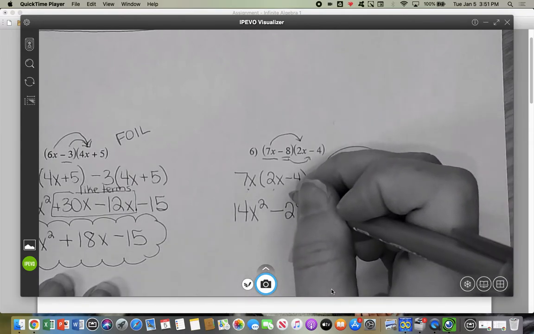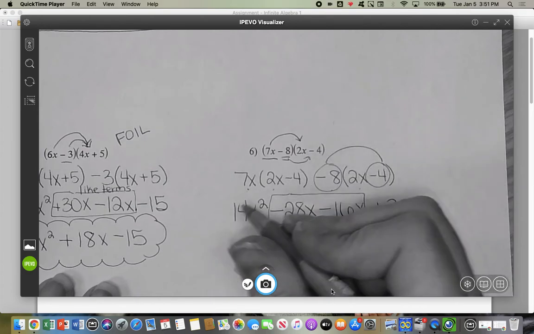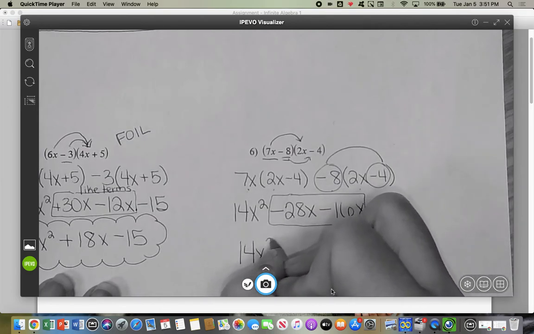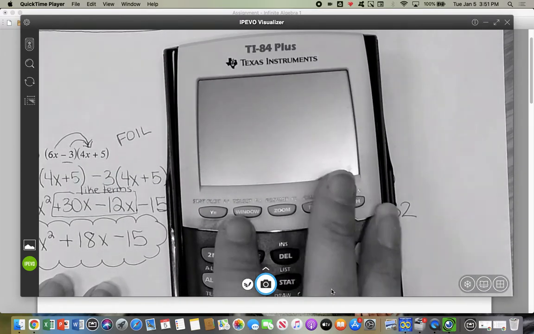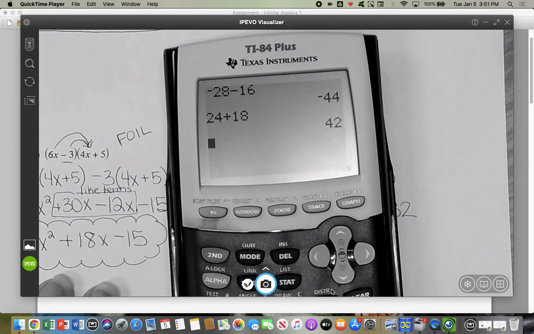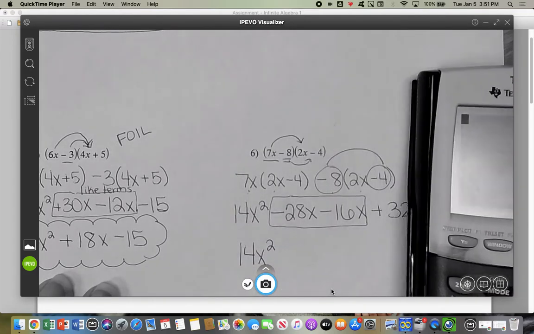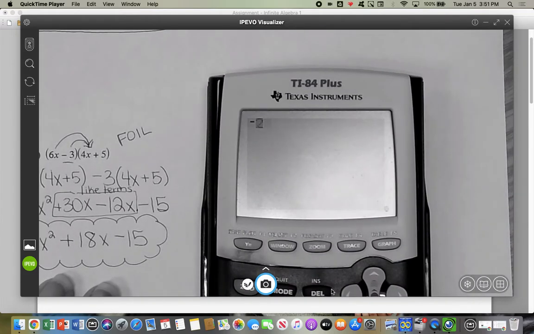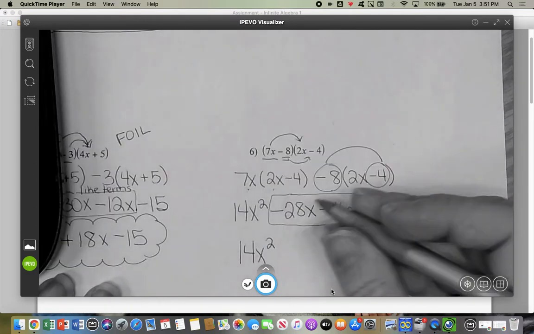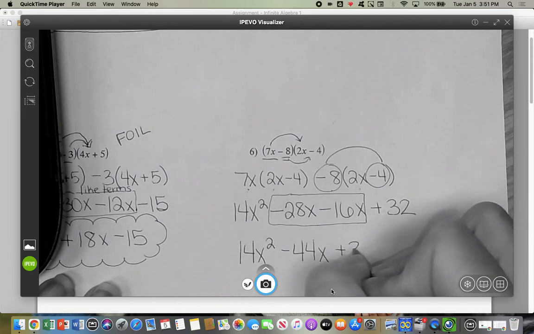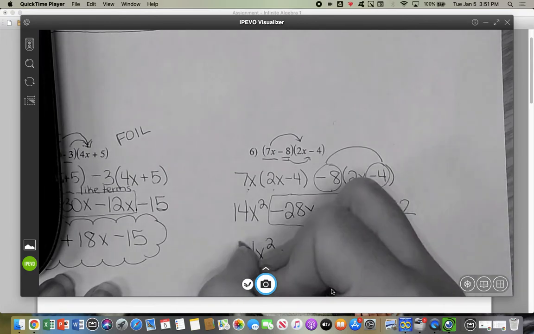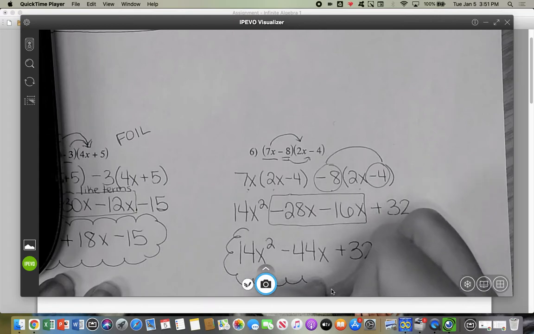Then our last part, we just need to combine those. And so I got 14x squared since these are both negatives. And again, feel free to use your calculator. And if you see here, I have negative 28 minus 16, we get negative 44. So then we can say that's negative 44x. And my last part is a positive 32. Nothing else to be combined, so we are done.